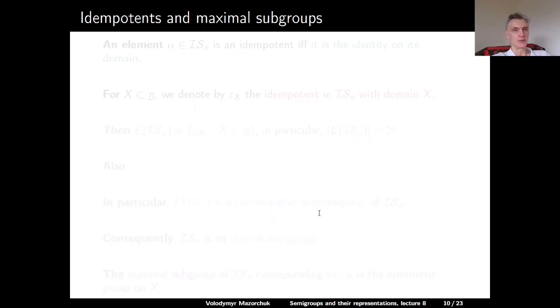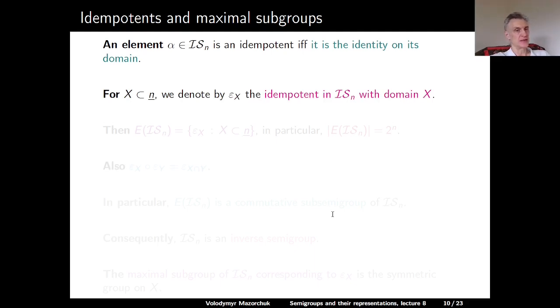Now we can describe idempotents and maximal subgroups. An element alpha in ISN is an idempotent if and only if it is the identity on its domain. So for X in n underlined, we can denote by epsilon X the idempotent in ISN with domain X. Then the set of idempotents of ISN is exactly the set of all these epsilon X's, where X is a subset of n underlined. In particular, ISN has exactly 2 to the power n idempotents, and the multiplication of idempotents is as follows.